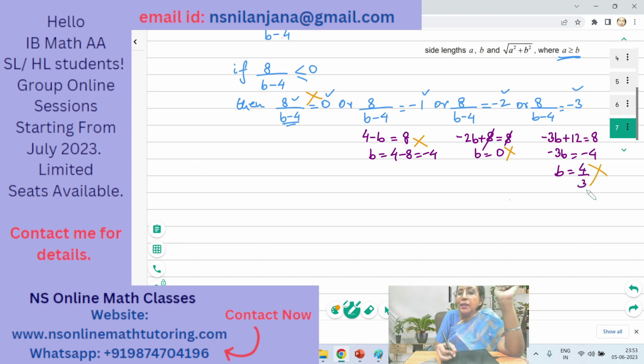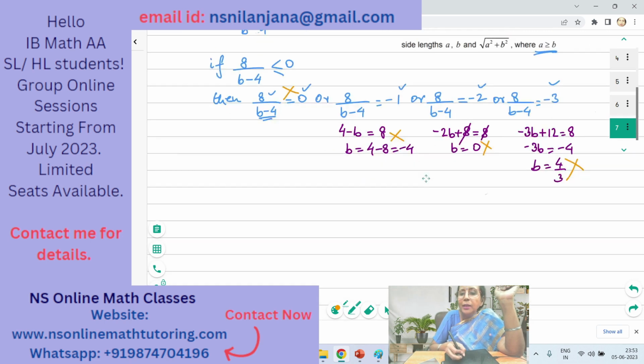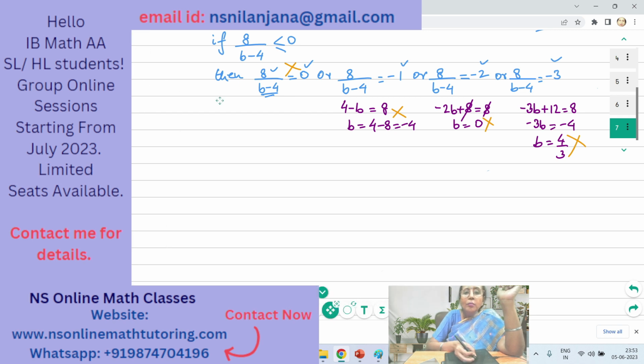And they have said A, B, area, perimeter, all will be integers. So we cannot take the B value, though it is a positive number, but it is not an integer. So this will also get rejected. Clear? So we cannot take 8 over (B minus 4) as equal to 0 or negative 1 or negative 2 or negative 3. That means we have to take 8 over (B minus 4) as a positive number. Okay.